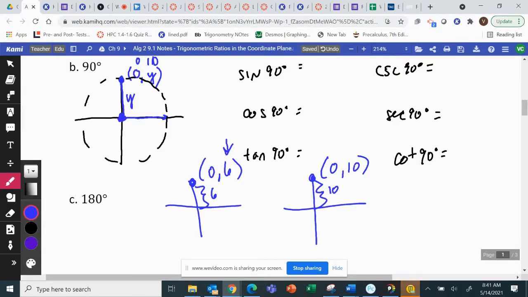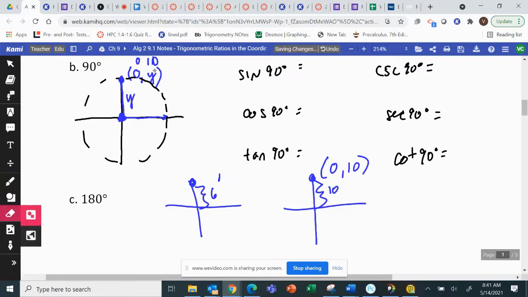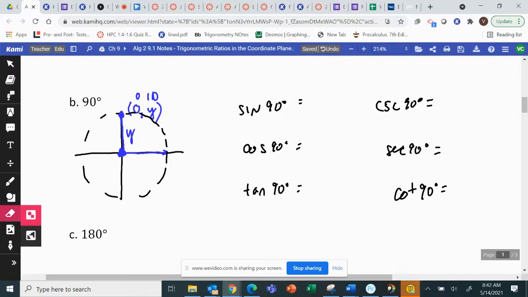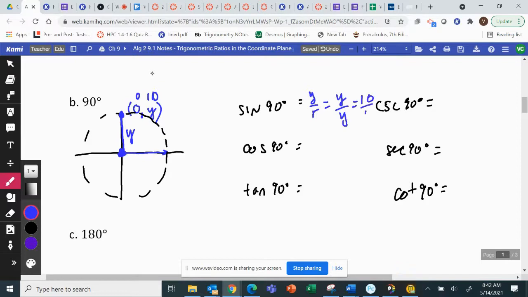So we're going to go over and we're going to find the sine. And the sine is the y value over the hypotenuse, over the radius. It's y over r, which is y over y, or you could say 10 over 10 if you gave it a value. What is that answer? 1.